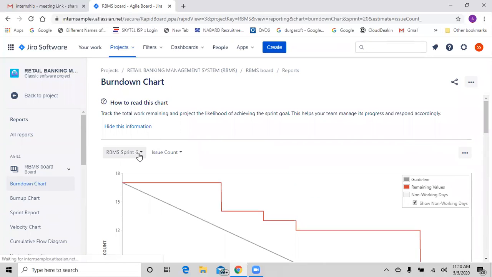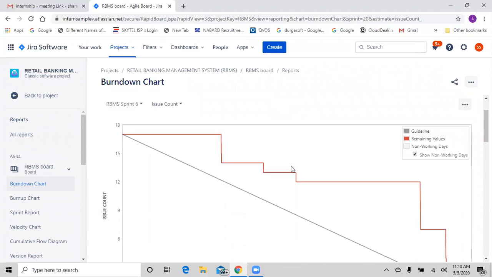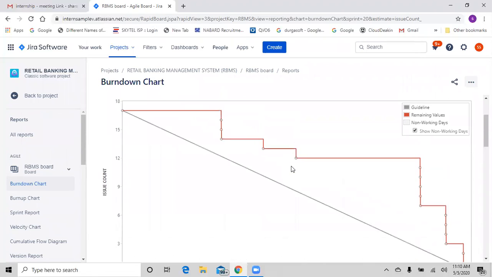Why does this sprint 6 have multiple fluctuations in your burn down? Karthik, all of a sudden you are working on 3 user stories, again taking a break, again one user story, again taking a break, again one user story. Why is it like that?